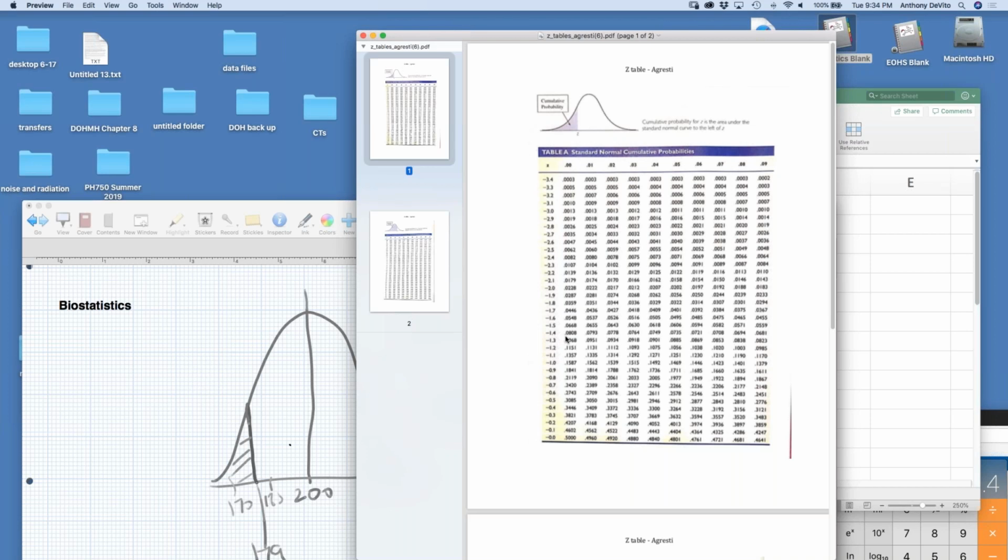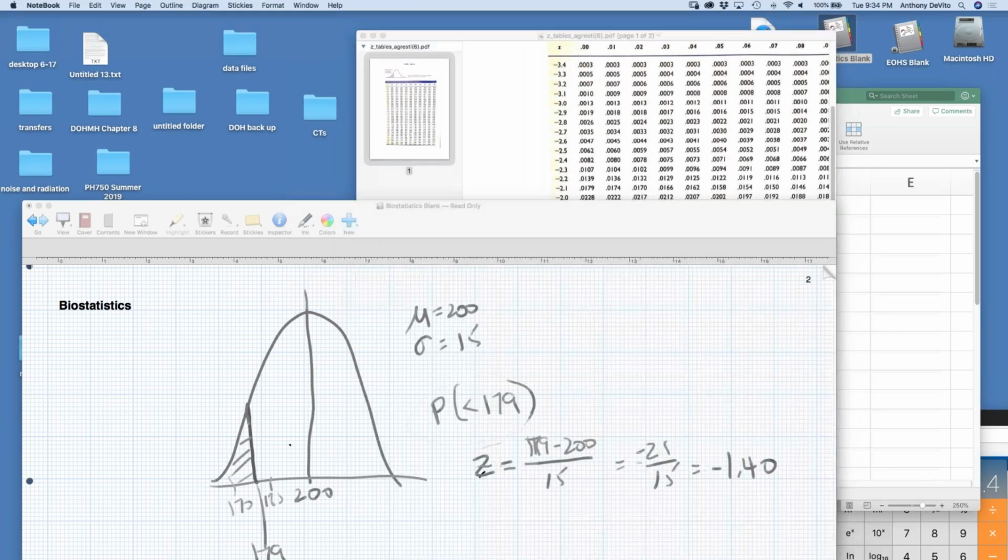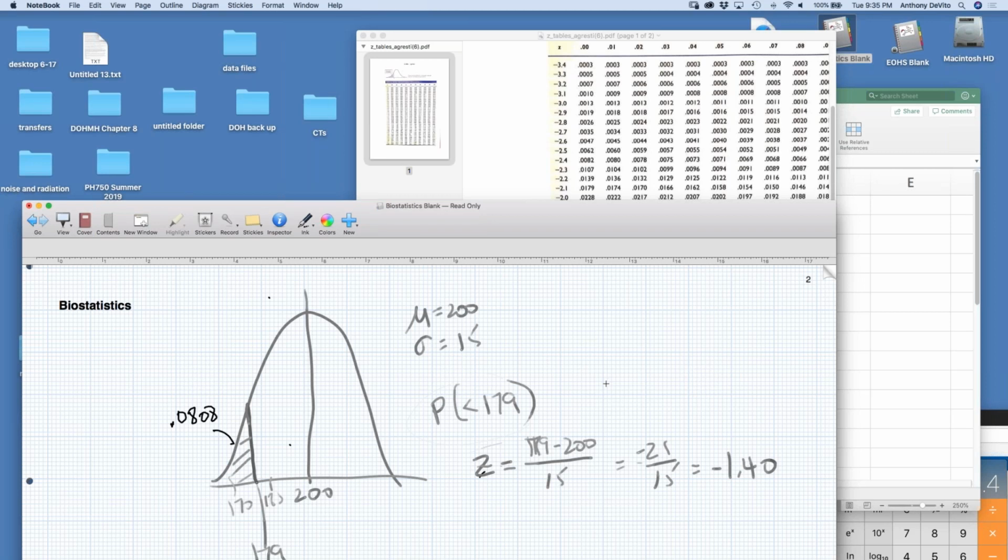0.0808. I think that's what that says, right? I'll blow up a little bit. 1.4. Yep. 0.0808, about 8%. So this area is equal to 0.0808. So the probability of randomly selecting someone from this population that has a score below 179 is about 8%, 0.0808. What's the probability of selecting someone that has a score that's greater than 179, right? Well, greater than 179 is going to be everything to the right of this.